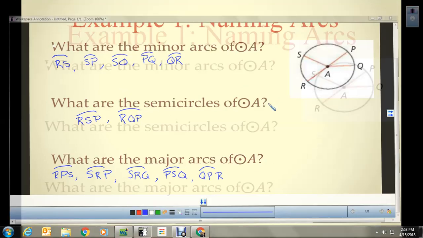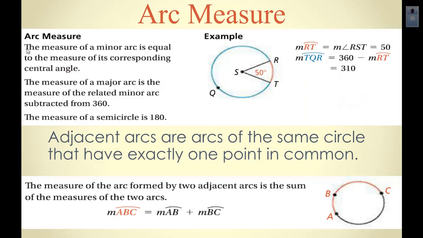So let's move on to the next part. Arc measure. This is where we're talking about the angle of the arc. So the measure of a minor arc is equal to the measure of its corresponding central angle. So, once again, the measure of a minor arc is equal to the measure of its corresponding central angle. So the arc, if the central angle is 50 here, the arc RT, which it opens up to, is the same 50 degrees. The measure of a major arc is the measure of the minor arc subtracted from 360.